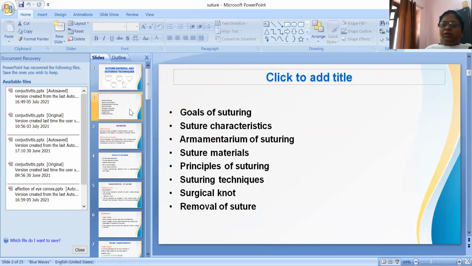Some points related to suture material or suture pattern: the first point is goal of suturing, then suture characteristics, armamentarium of suturing, suture material, principles of suturing, suturing technique, surgical knot, and removal of suture. These are all very important related to suturing.